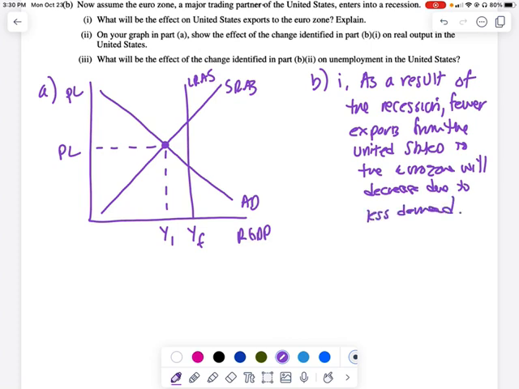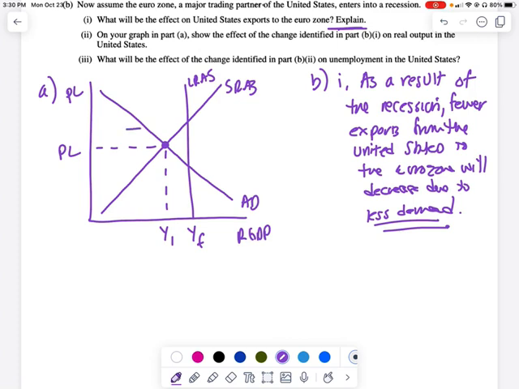Okay, now we have to graph that. The less demand piece is the explanation. The beginning of this, I'm just identifying if they're going to increase or decrease. So I need you to make sure that you have that less demand. You need to explain why there's fewer exports that are leaving the US and going to the Eurozone.